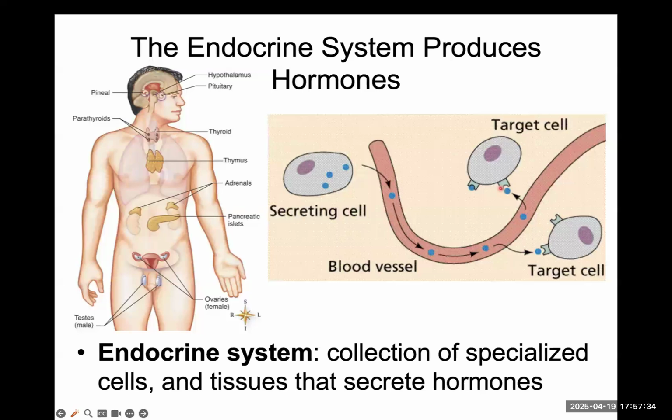So you have different types of glands in your body that secrete these different types of hormones. Even though the hormone is going through the whole body, in your blood, only target cells are reacting to it because they're the only ones that have receptors for it.